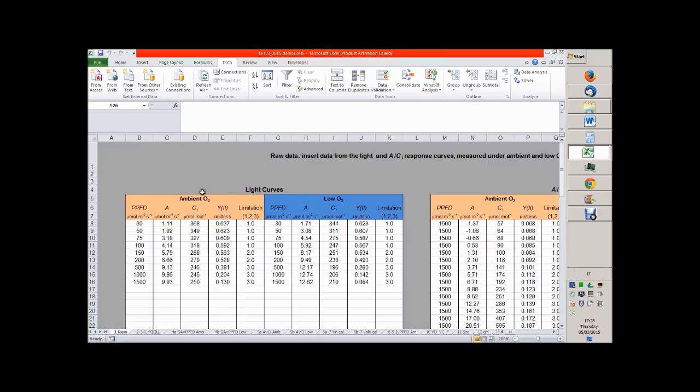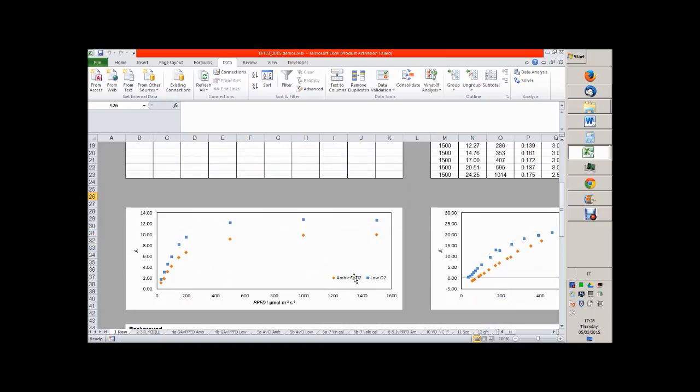Here we are in the first spreadsheet, which is called Raw, and in this spreadsheet raw data are inserted and limitations are assigned to each data point. The light curves and the ACi curves are automatically plotted below the table.